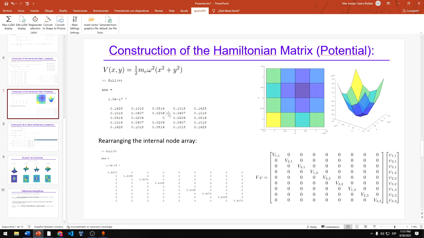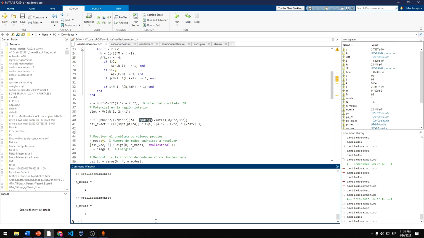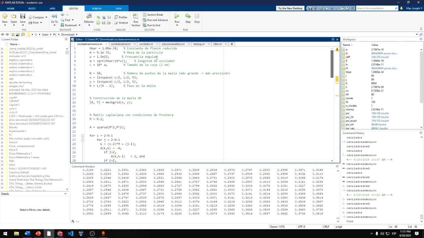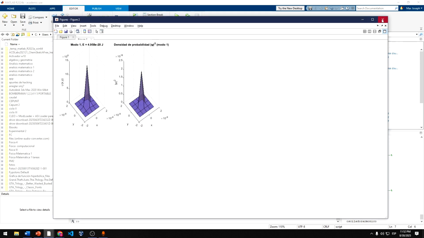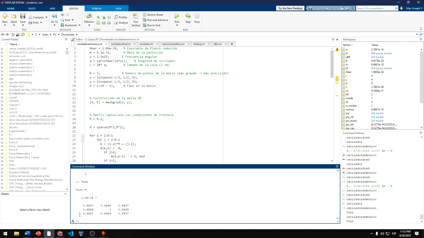Vamos a tener esta matriz. Ya voy a ponerlo para 5. Lo siento, no quiero que vean eso. Para 5, vamos a tener esto.